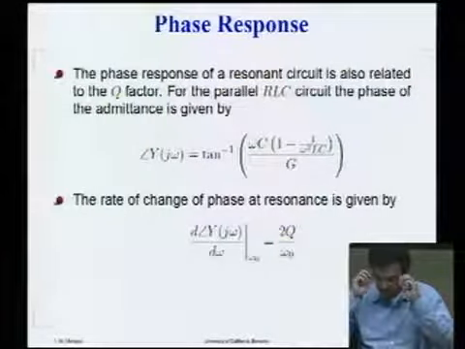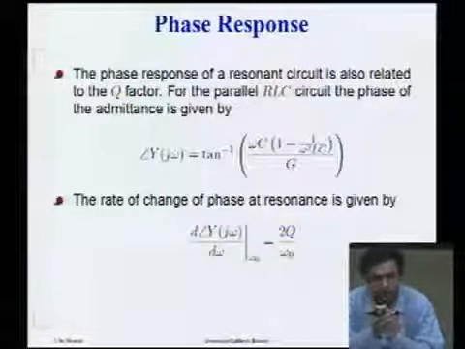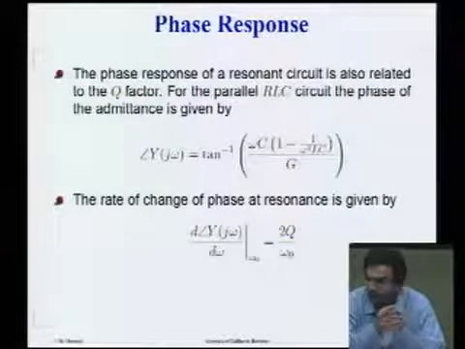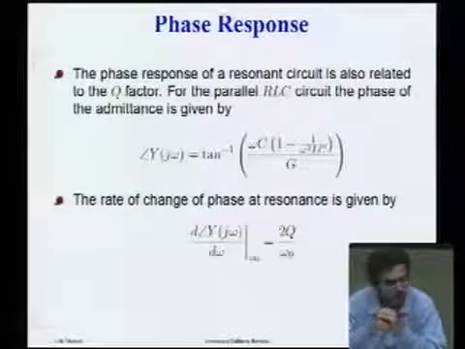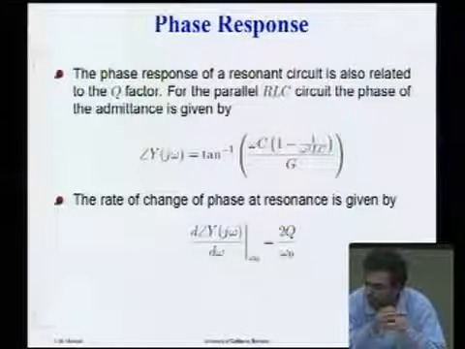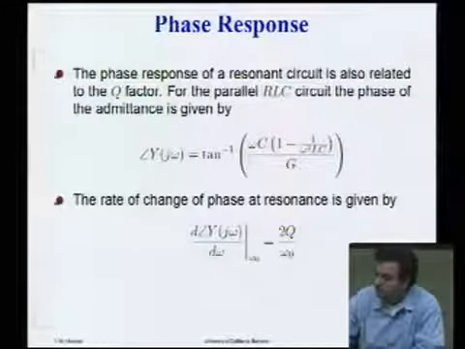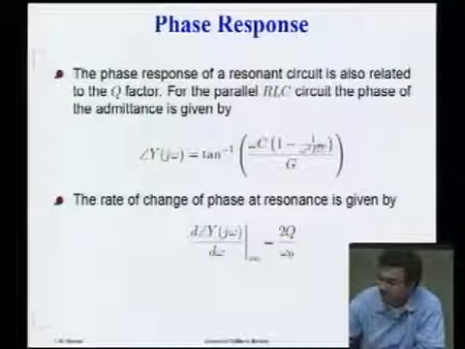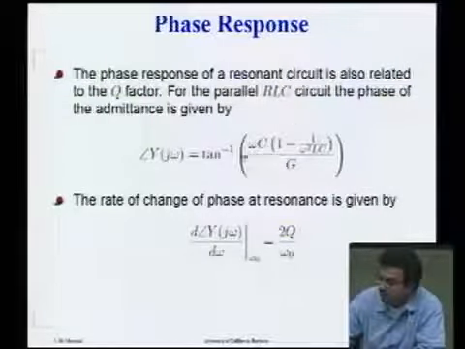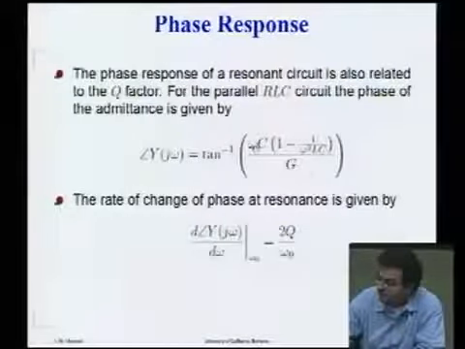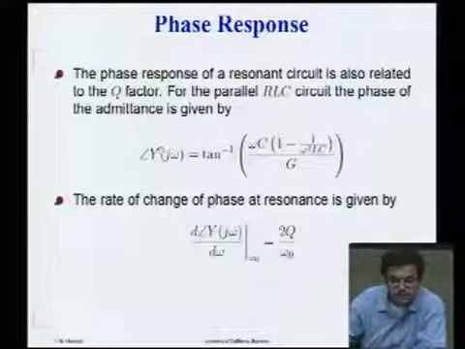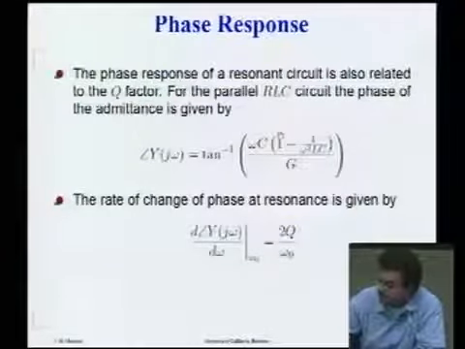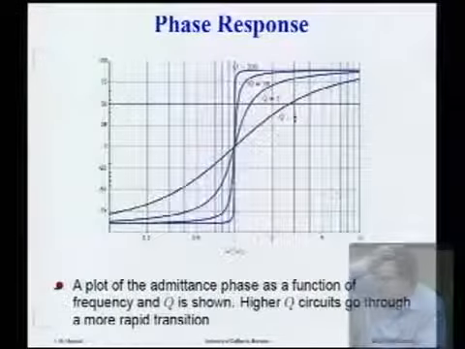Okay, so we spent a lot of time talking about the magnitude response. Turns out that in many applications, the phase response is also equally important. And it's very simple to find the phase response. It's just the arctangent of the imaginary part divided by the real part. This is the imaginary part in the circuit. This is the real part. And basically, I can now plot this. So I'll come here and do several plots.